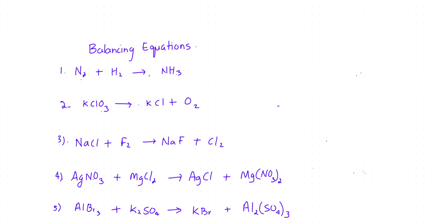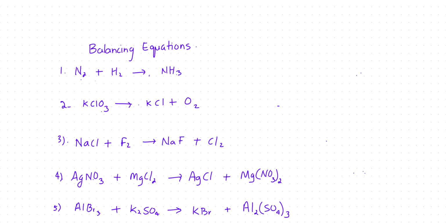Hello, in this video, we are doing balancing of equations. In balancing of equations, the number of atoms on the reactant side should be equal to the number of atoms on the product side. Before the arrow is called the reactant side, after the arrow is called the product side. So we'll count the number of atoms and balance them.